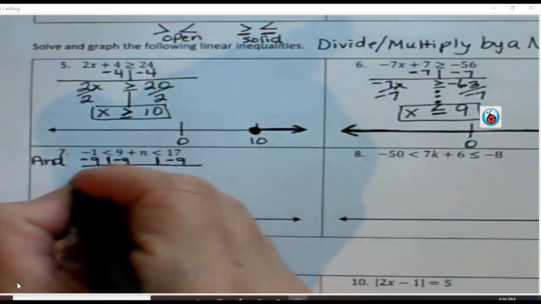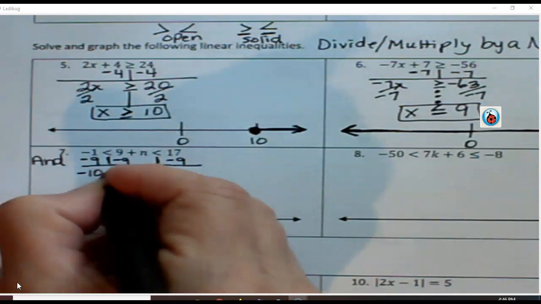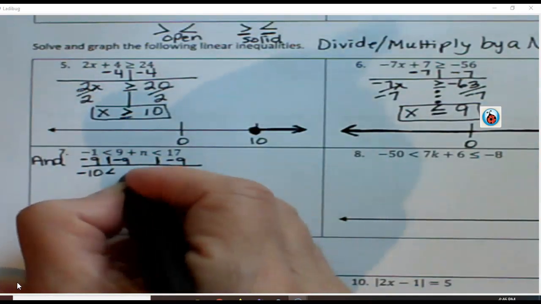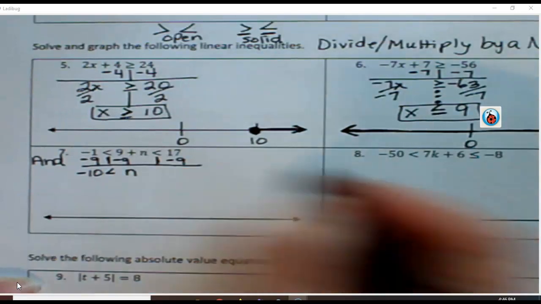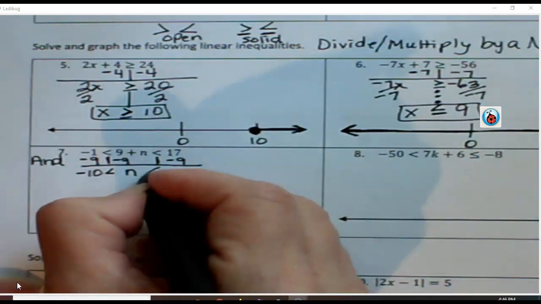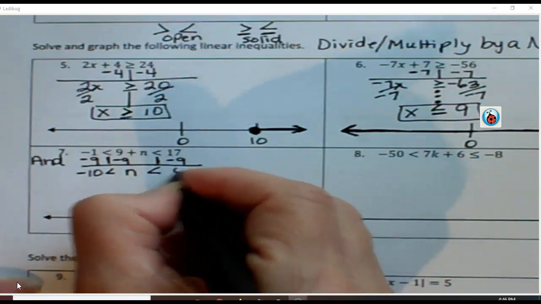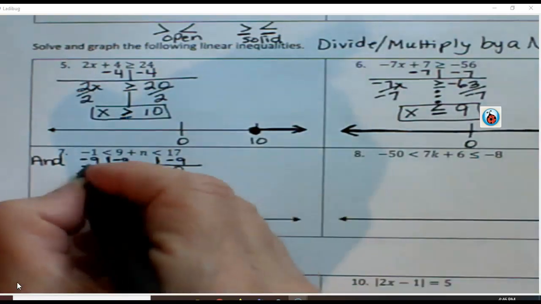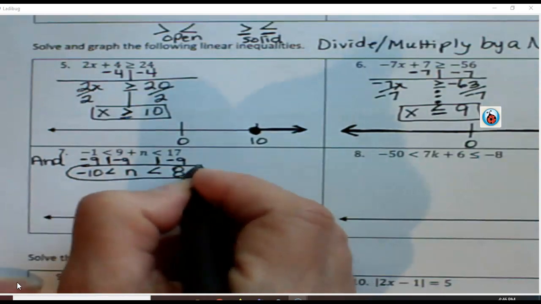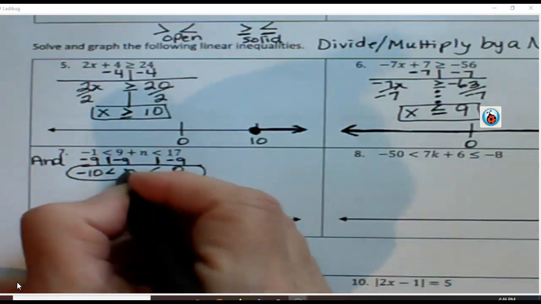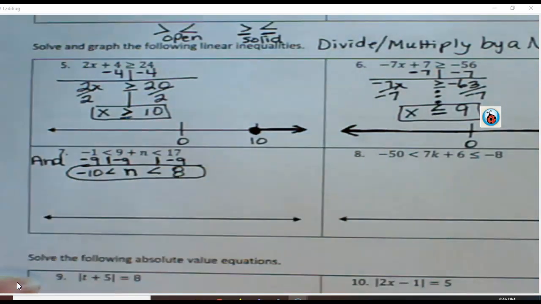The left side is -10. Bring down your inequalities. You've got your n in the middle by itself, and that's our goal. And then 17 minus 9 is an 8. This right here, you're done. The way you know you're done is because you've got your variable by itself in the middle.